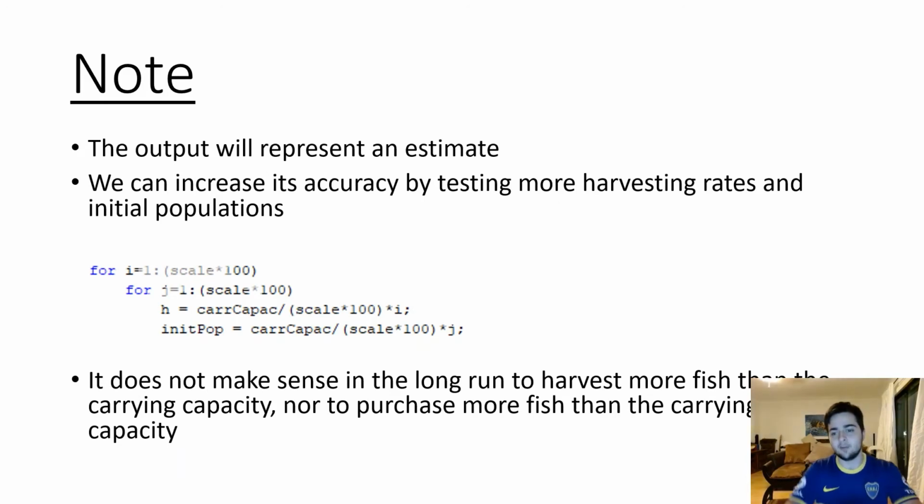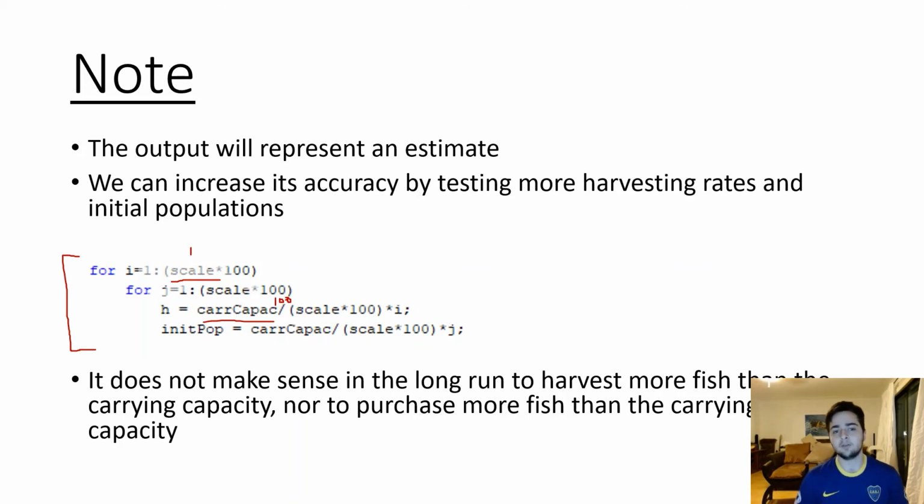Earlier I discussed how we really want to test as many values as we can for harvesting rates and initial populations, and that's what this block of code begins to do. It really just creates the sample that we'll be working with. And the way we do that I will explain very shortly, but first I just want to, for simplicity's sake, assume that the scale is 1 and the carrying capacity is just 100.